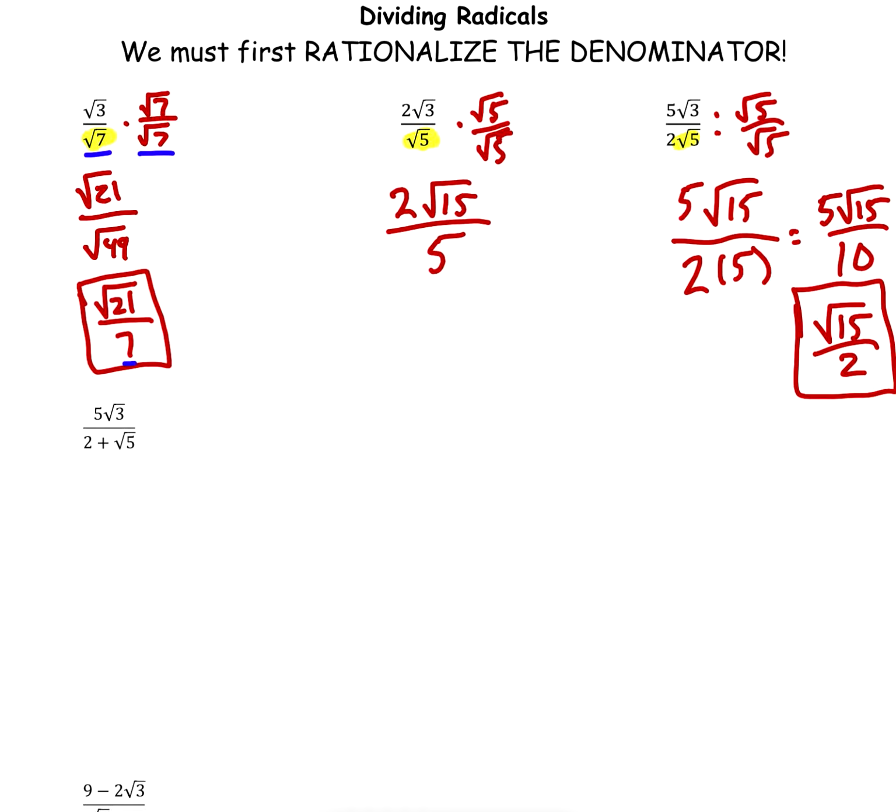So let's take a look at this fourth one. What's a little bit different about this fourth one? We have 2 terms in the denominator, so we have 2 plus rad 5. I want you guys to take a minute, pause this video, and try to rationalize this denominator.